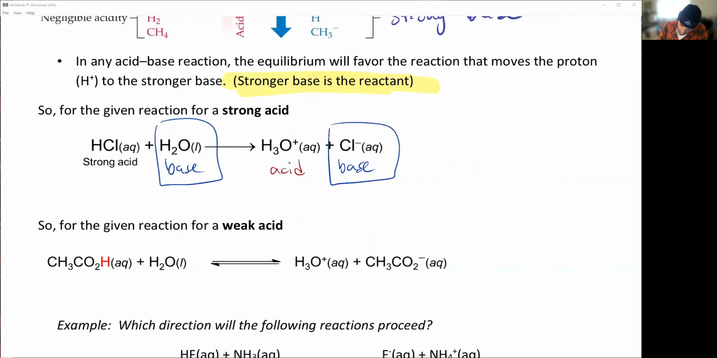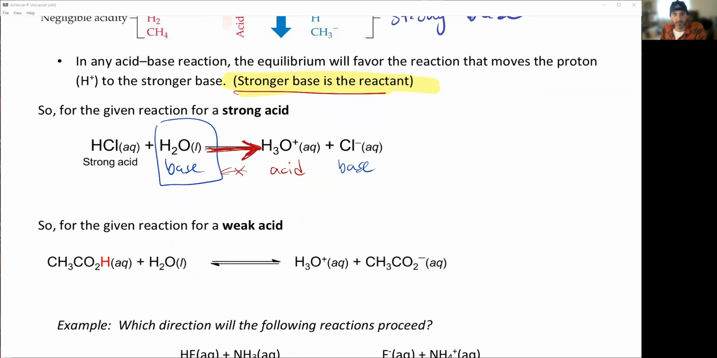So that means that this direction is preferred because we want the stronger base to be the reactant. In fact, it is so much preferred that there is zero return trip. It is never going to reach an equilibrium. The equilibrium lies entirely to the right because H2O is a much stronger base than the Cl minus.